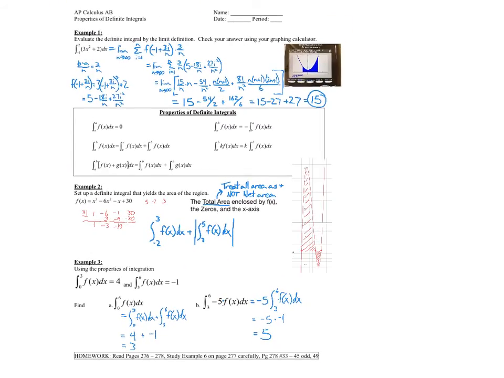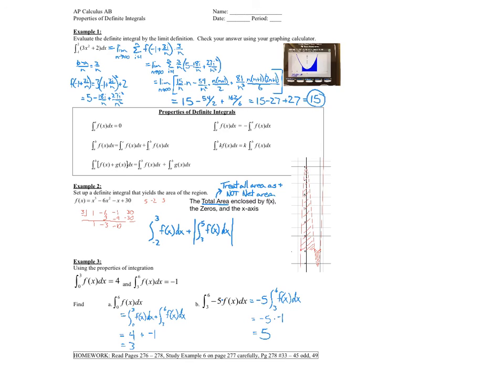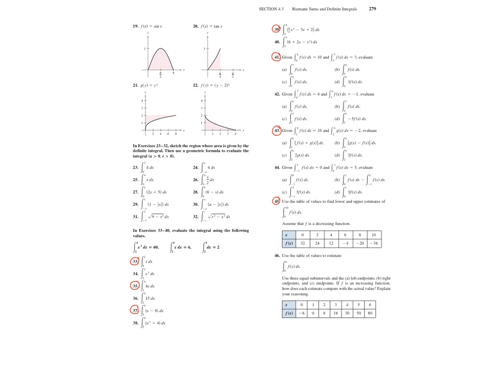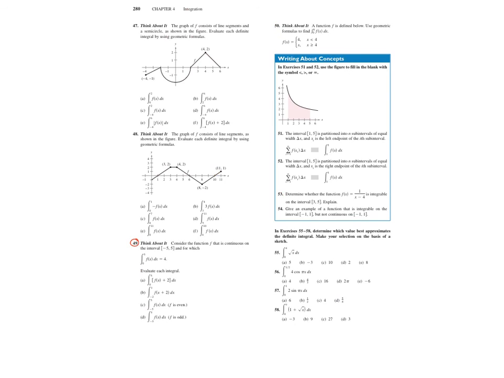Okay, so you've got some practice to do here. 33 to 45, the odd, and 49. You can see those there. Notice 33 to 43 are very similar to what we just did. 45, we're using a table. And then 49, we've got to think about this a little bit as well. And they give us some things like even and odd functions. If you forget what those are, you might want to look that up.